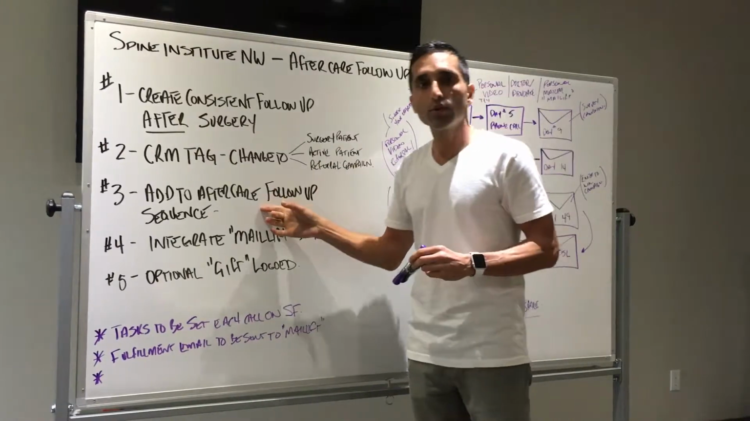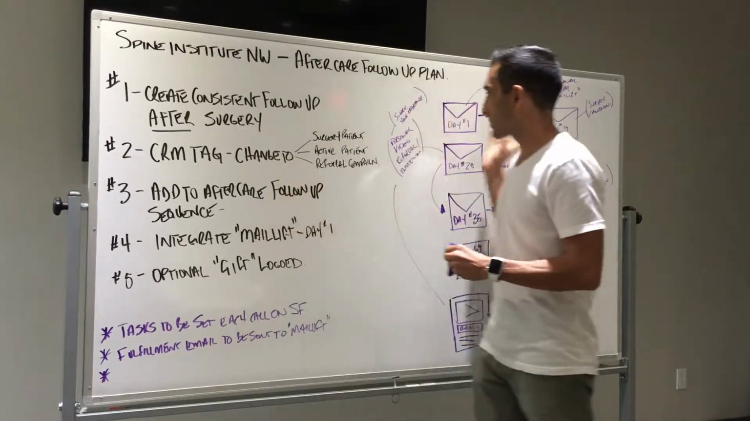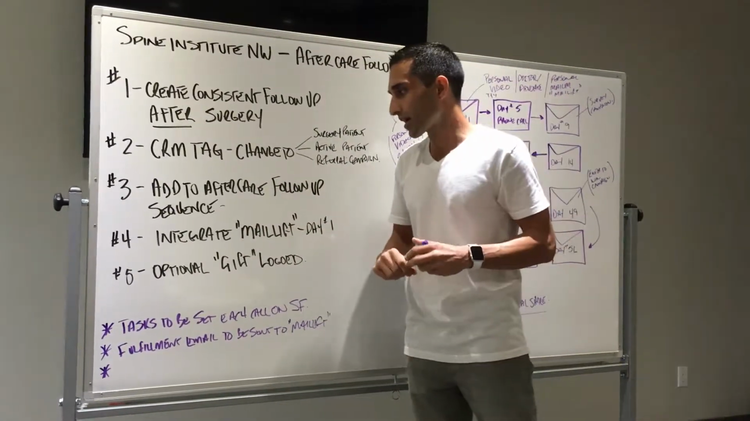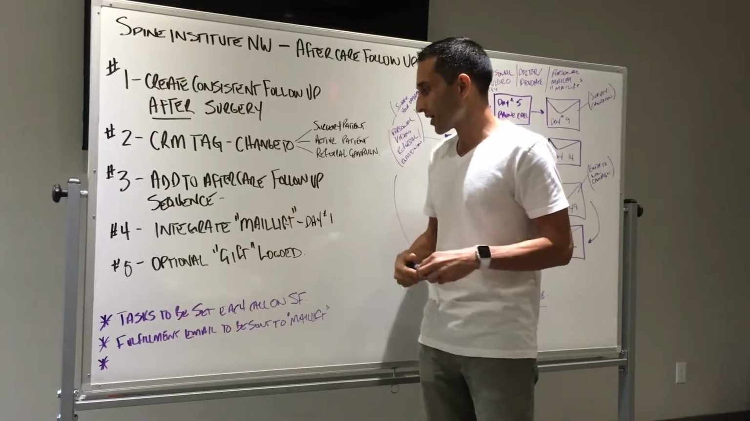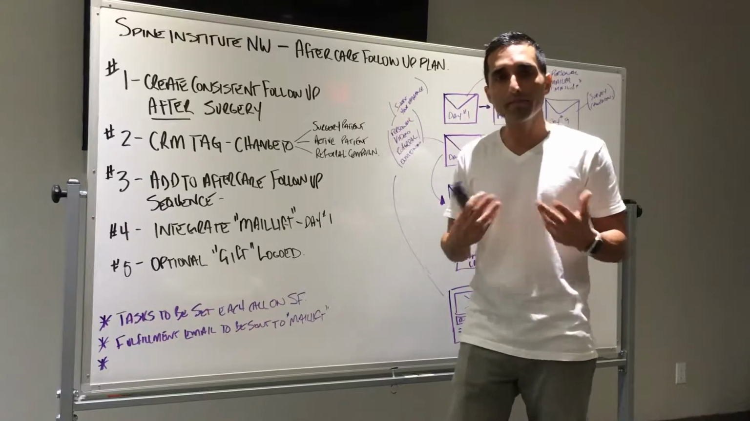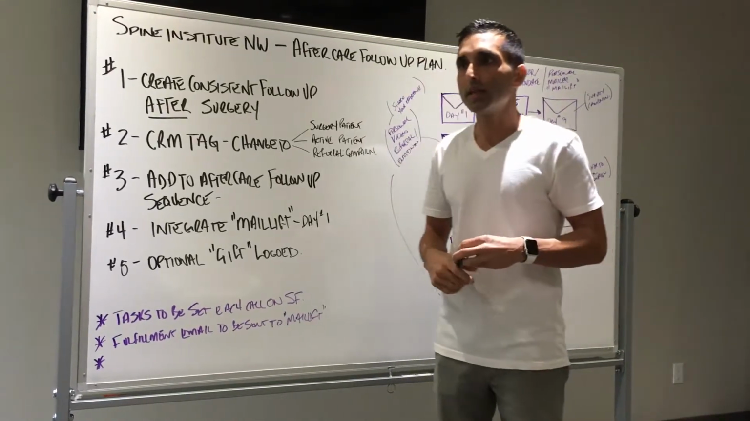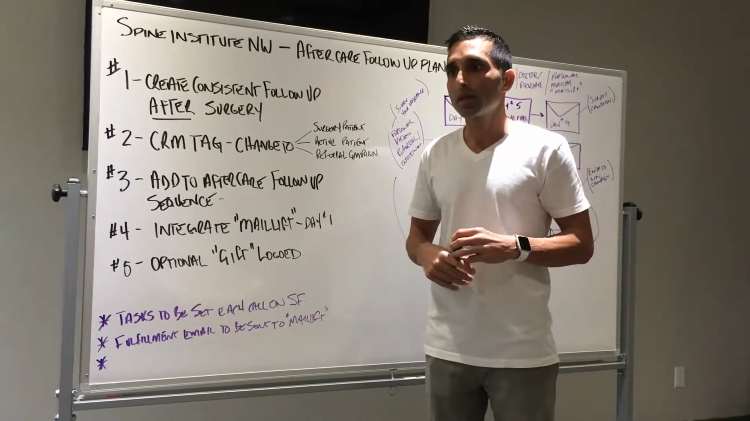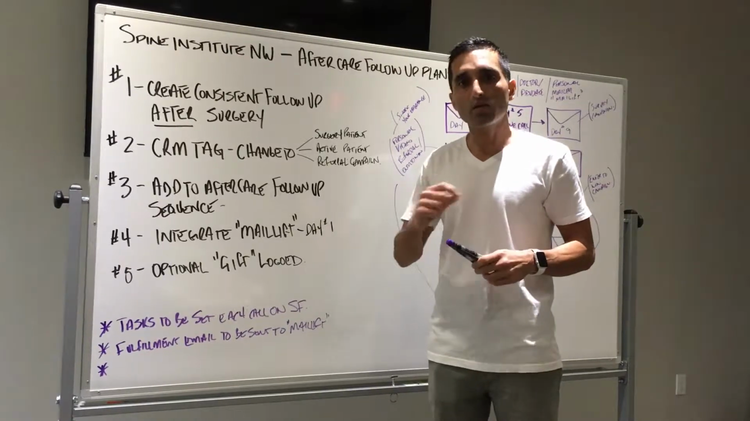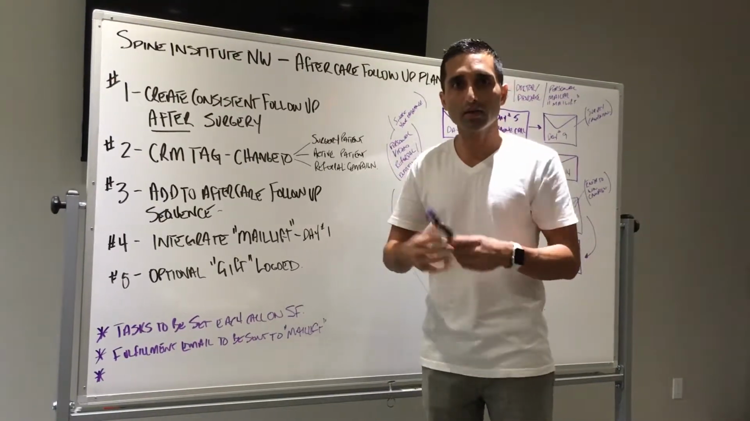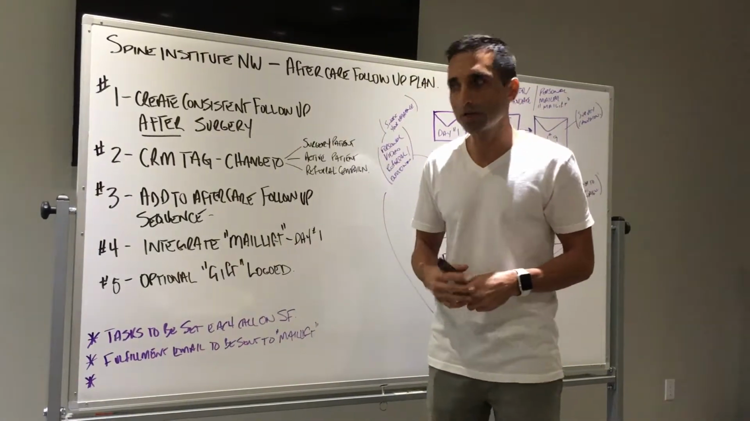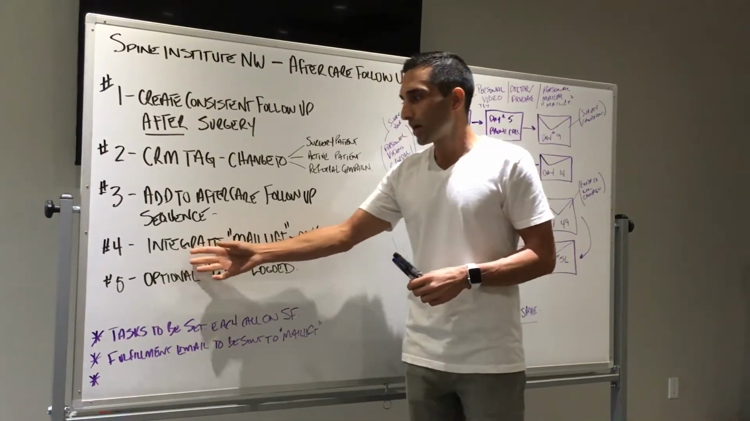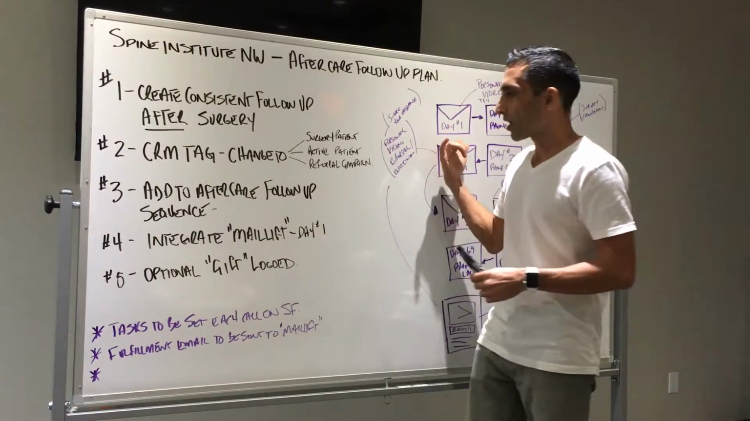Then we want to add them to an aftercare follow-up sequence, and that's what this is, and I'm going to show you in a second. Number 4 is we want to integrate a Mail Lift program. What Mail Lift is, basically, is they take your list and they handwrite notes, and send out a letter, a card, or a birthday card, or whatever you want to do. So it can be used to integrate with our automated sequence.